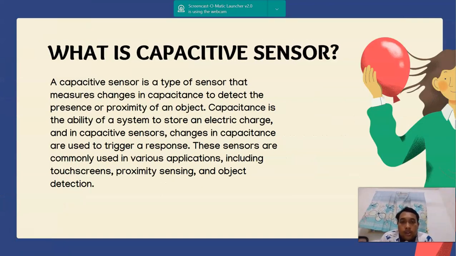What is a capacitive sensor? A capacitive sensor is a type of sensor that measures change in capacitance to detect the presence or proximity of an object. Capacitance is the ability of a system to store an electrical charge, and in a capacitive sensor, changes in capacitance are used to trigger a response. These sensors are commonly used in various applications including touchscreen, proximity sensing, and object detection.